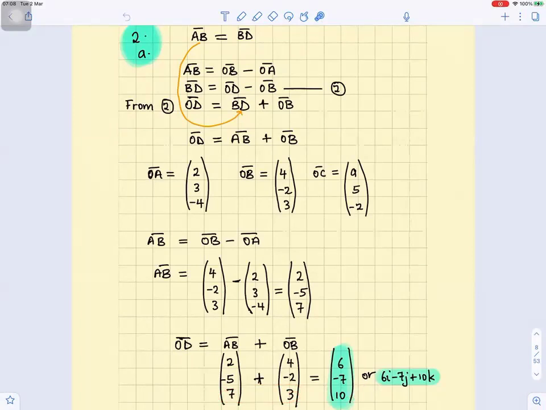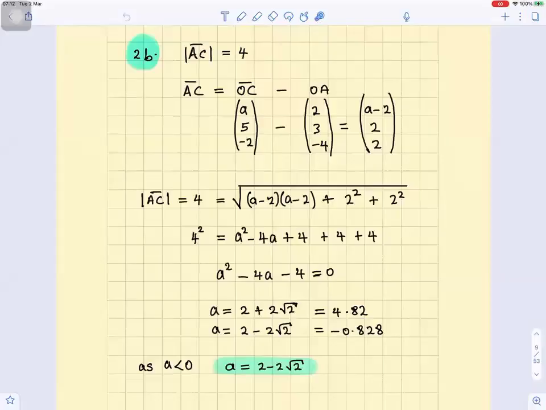You can write it with i and j. So this is 6i minus 7j plus 10k. For question 2B, the magnitude of AC is equal to 4. So to go from A to C, you go OC minus OA. Remember the second letter minus the first one. OC is a, 5, minus 2 and OA is 2, 3, minus 4.